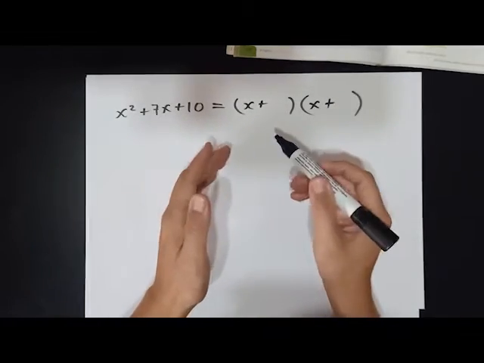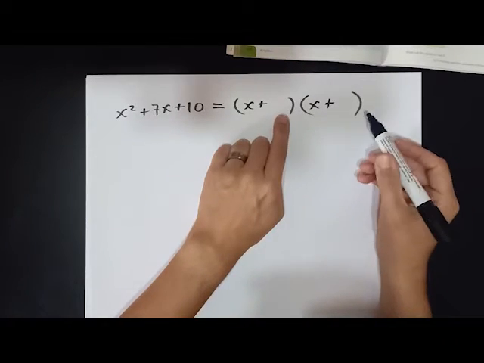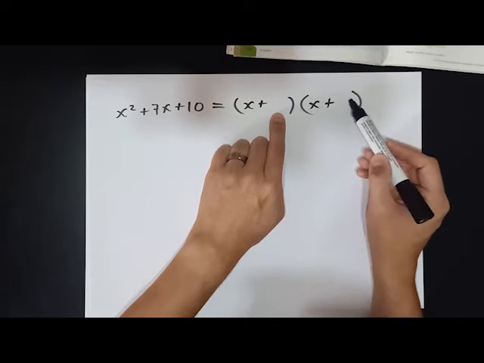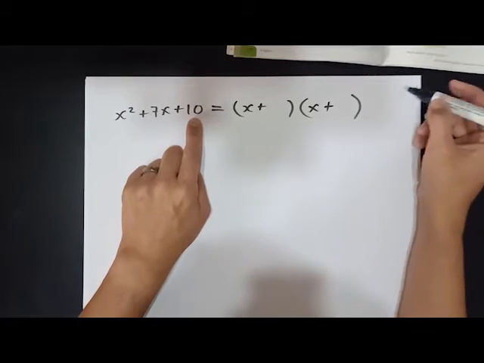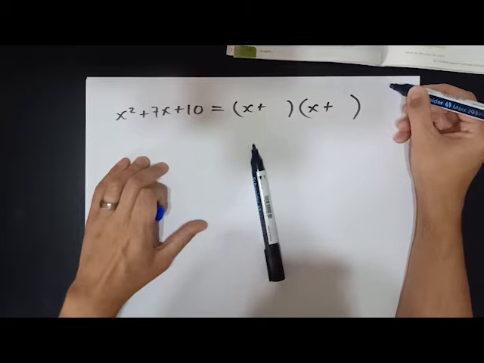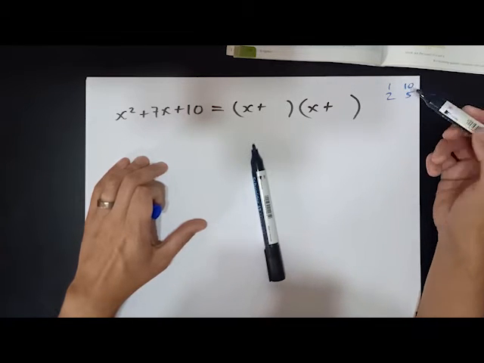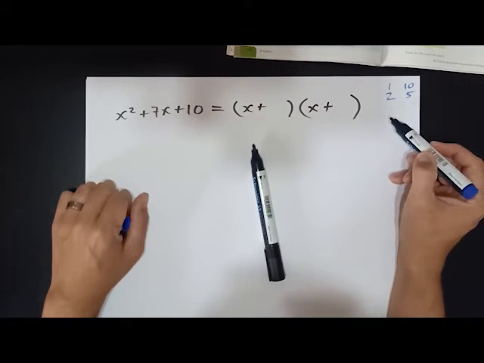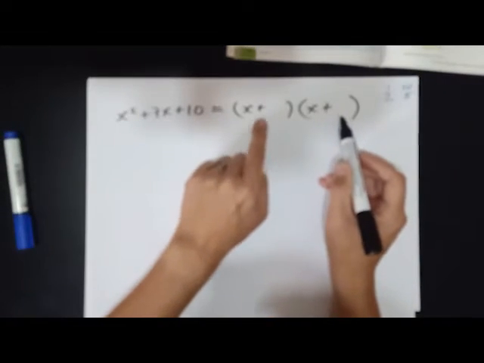If you remember, when we do our smiley face and expand the brackets, this number times this number gives us that final number. Here it's 10. So what are the factors of 10? What multiplies together? Well, this is primary stuff: 1 and 10, 2 and 5, nothing else. And then the other way round, 5 and 2, 10 and 1. So I need two numbers that multiply together to make this.